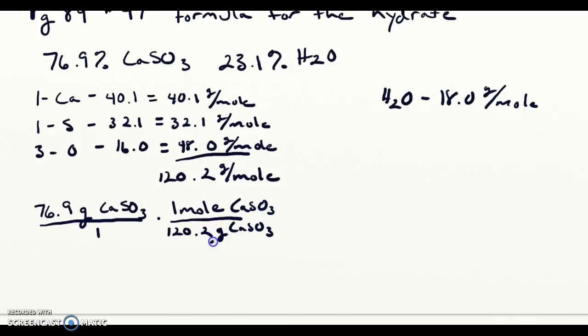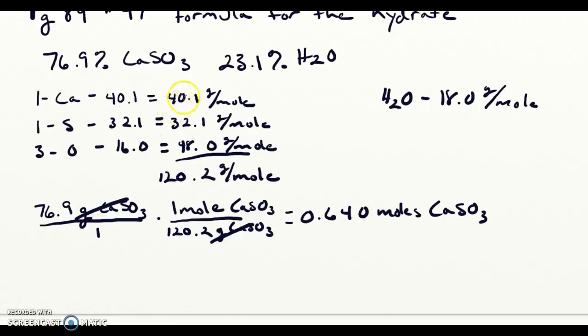Don't forget your units. So we cross cancel that. And if we punch this into our calculator, 76.9 divided by 120.2, we get 0.640, three significant digits. 0.640 moles of calcium sulfite.